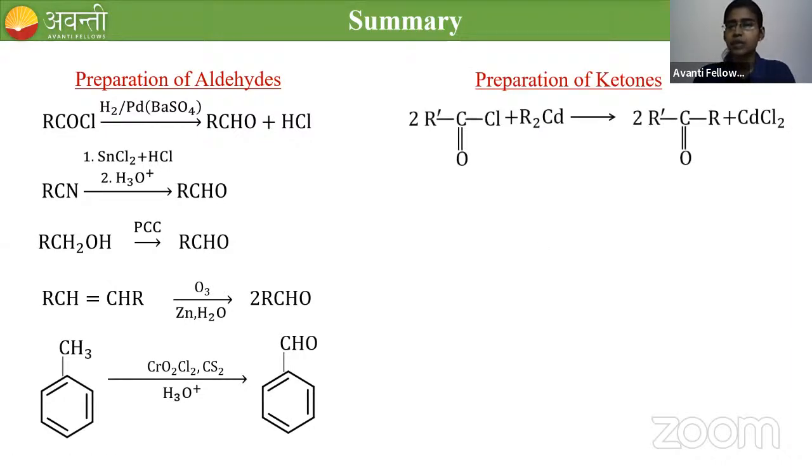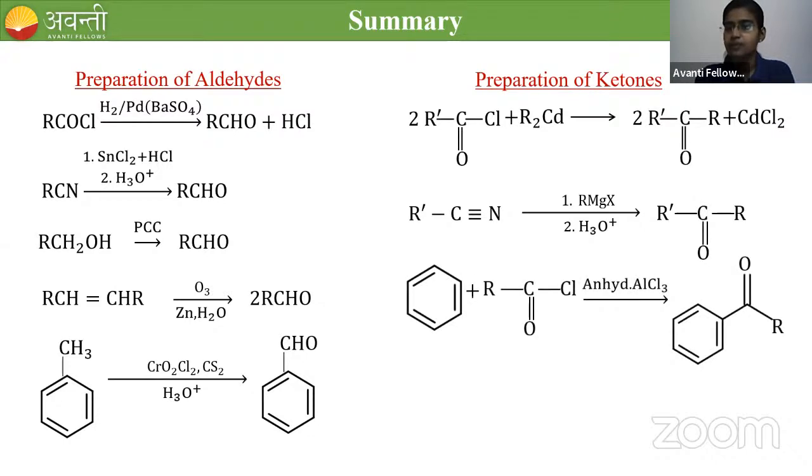The second is the preparation of ketones. Under the preparation of ketones, we discussed the preparation from acyl halide using dialkyl cadmium. Secondly, we used nitriles again, with a Grignard reagent, to prepare the ketone of formula RCOR. The third preparation is the Friedel-Crafts acylation reaction. RCO is the electrophile here, and this reaction is an example of electrophilic aromatic substitution. Here the RCO electrophile attacks the aromatic ring.